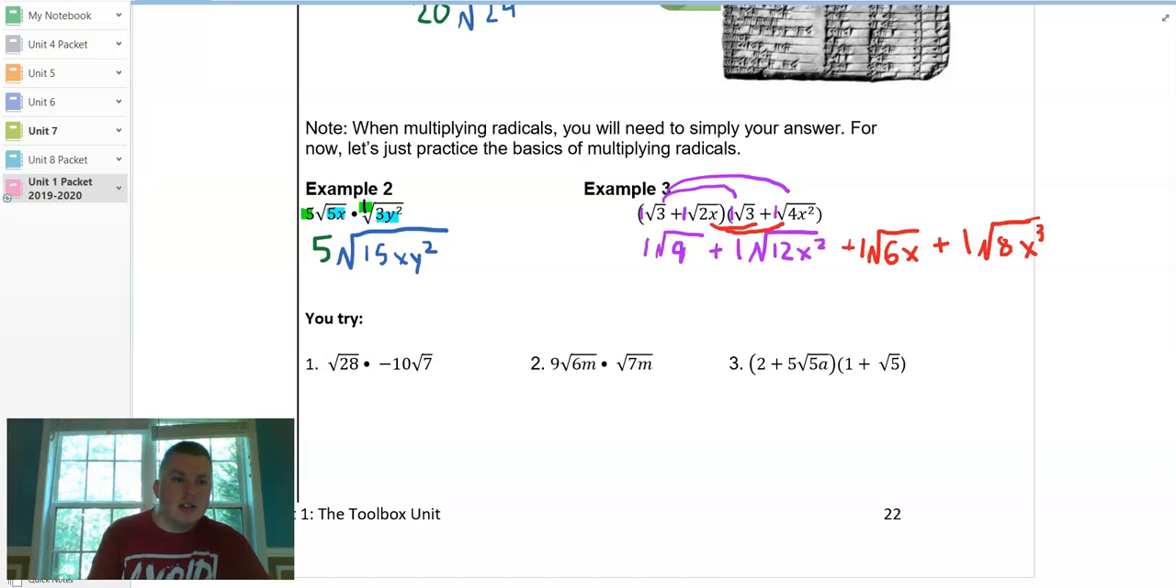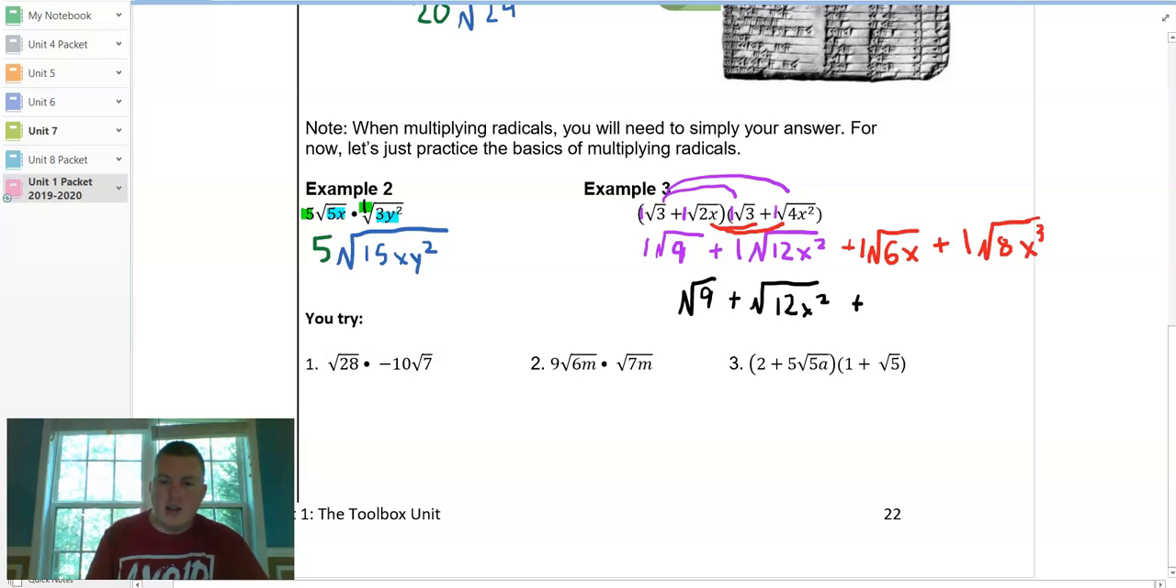Now, just like they didn't have the 1s in front here, we don't truly need the 1s in front. So we're going to leave this as the square root of 9 plus the square root of 12x squared plus the square root of 6x plus the square root of 8x cubed.